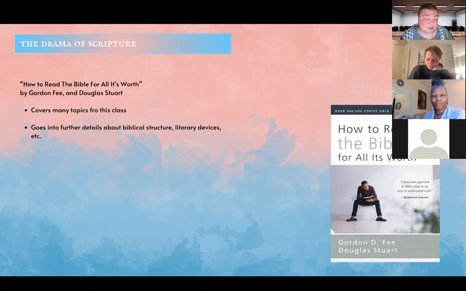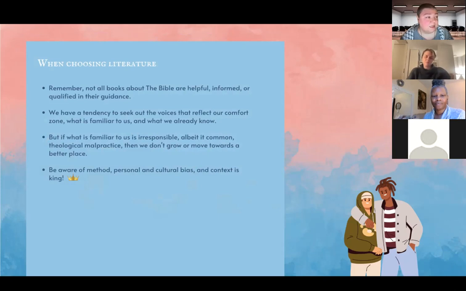And that's it for the resources that we'll mention today. There are obviously some other great books out there that we can mention. We do again state in the strongest terms, not all books about the Bible are helpful or qualified in their guidance. We have a tendency also to seek out voices that mirror our own comfort zone, what is familiar to us and what we already know. But if what is familiar to us is irresponsible, albeit common theological malpractice, then we don't grow or move towards a better place. So be aware of method, be aware of personal and cultural bias, and context is always king.